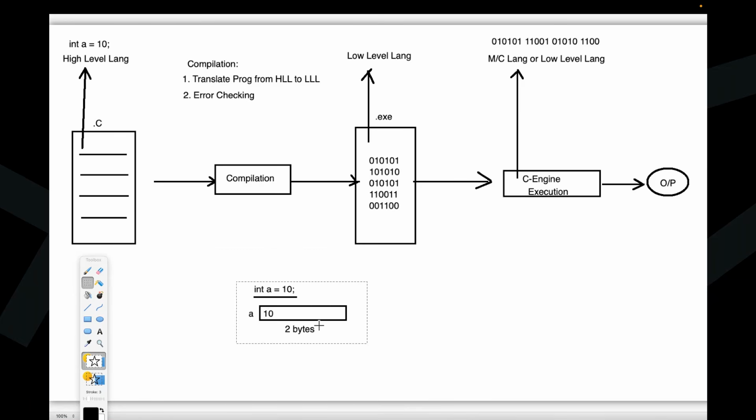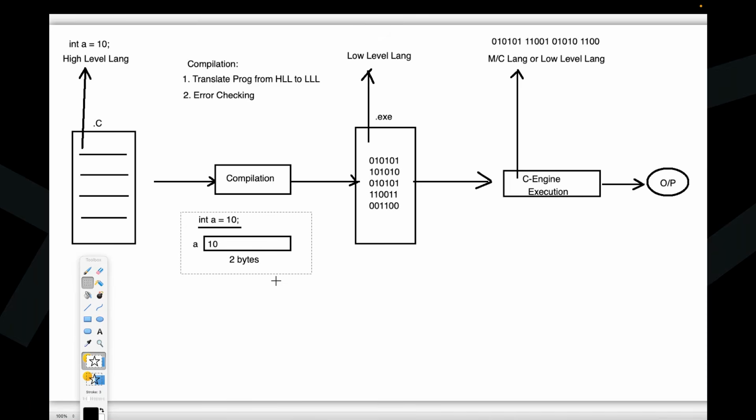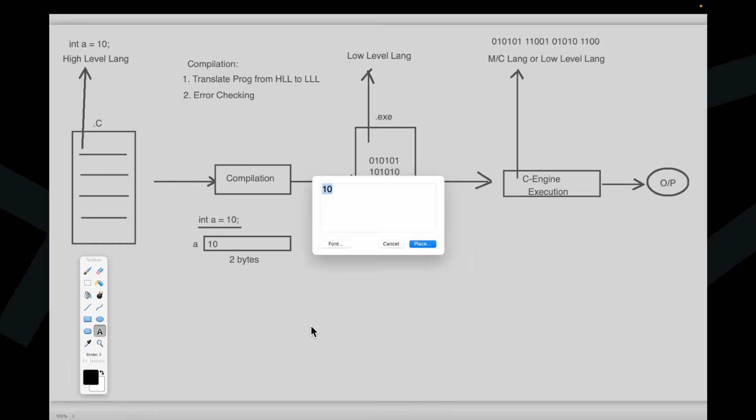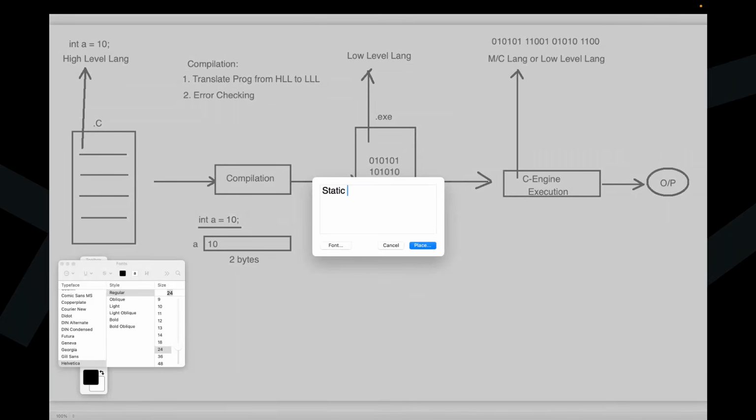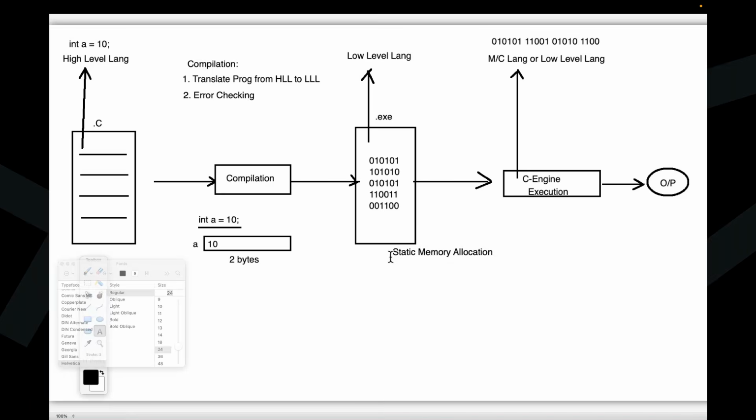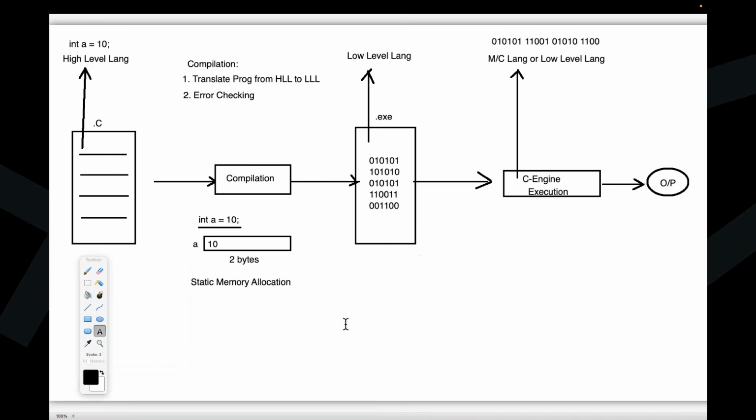If the memory allocation is provided at compilation time, then that memory allocation is called static memory allocation in any programming language. If the memory allocation is provided by the compilation process at compilation time, then that memory allocation is called what? Static memory allocation.